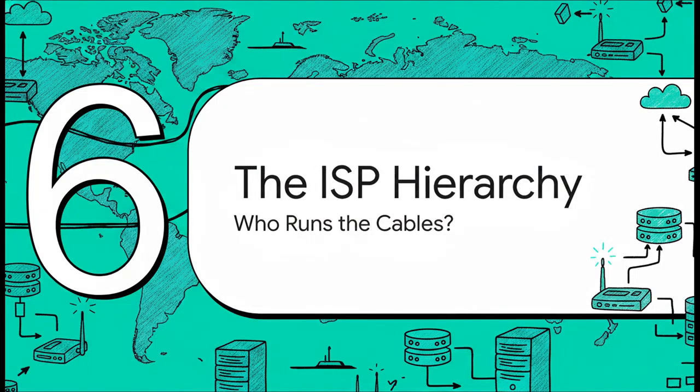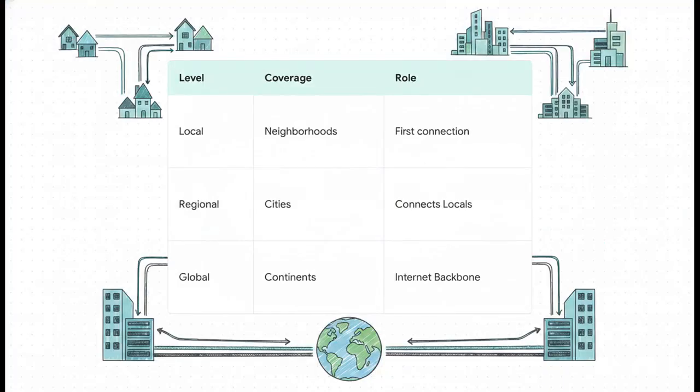And that brings us to our final section, the ISP hierarchy. Who actually runs the cables? We've talked a lot about packets traveling across the internet, but who actually owns and manages all those global cables and routers shuttling these packets around? Well, the physical infrastructure is managed by a strict hierarchy of internet service providers, or ISPs. It starts locally. Your neighborhood local ISP manages your first point of connection. But they can't reach across the ocean, so they pass traffic up to a regional ISP, which handles city or countrywide networks. Finally, at the very top, we have the massive global ISPs. They manage the underwater fiber optic cables and continent-spanning systems, forming what we call the internet backbone.